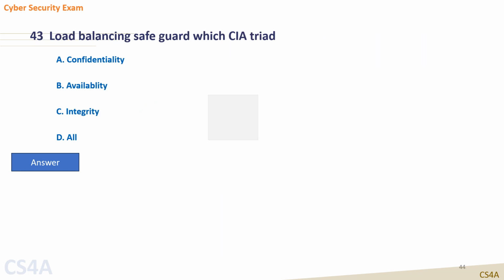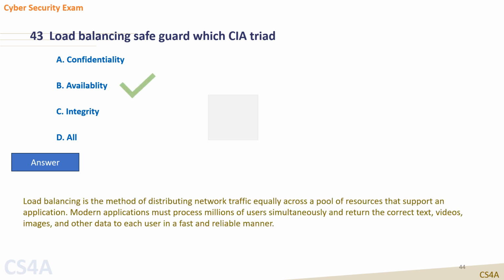So here the question is, load balancing safeguards which part of the CIA triad: confidentiality, integrity, or availability. So load balancing is a mechanism of placing two or three servers behind the load balancer, so that if any one of the systems goes down, the other system is able to process the request. So as per the statement, confidentiality and integrity are not related to load balancing. So only availability. Load balancing provides availability for the information system. So the answer is B.